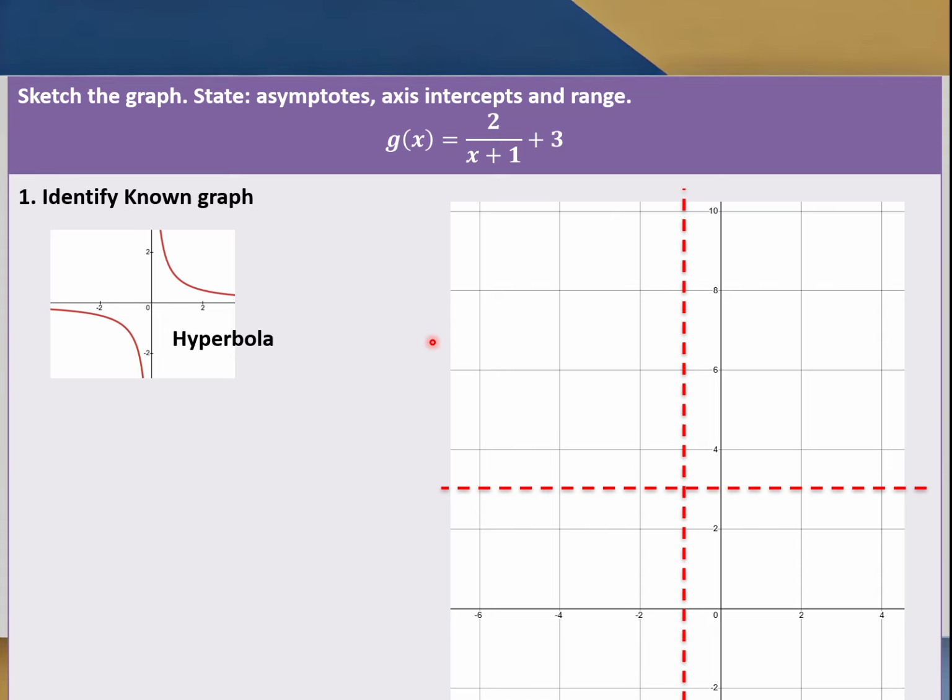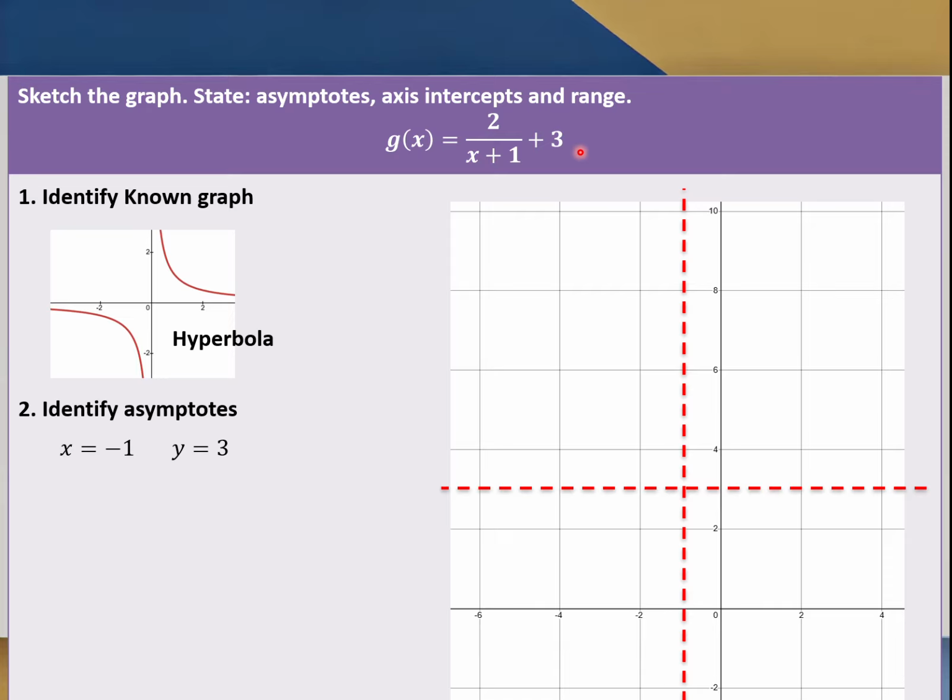The next part we need to be thinking about is whether any transformation will change where our asymptotes will be. We cannot divide by 0, so x can't be -1, so that will be one asymptote. The other one is when that fraction is 0, we will never equal that plus 3, so that gives me my second, y equals 3.